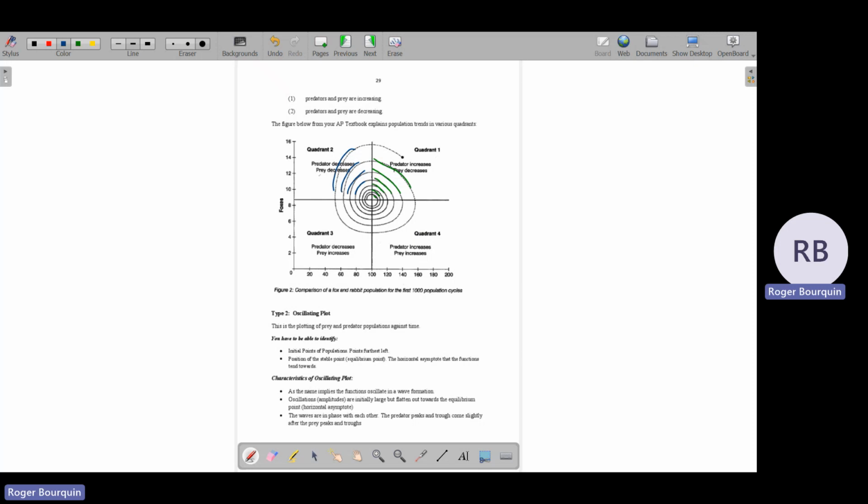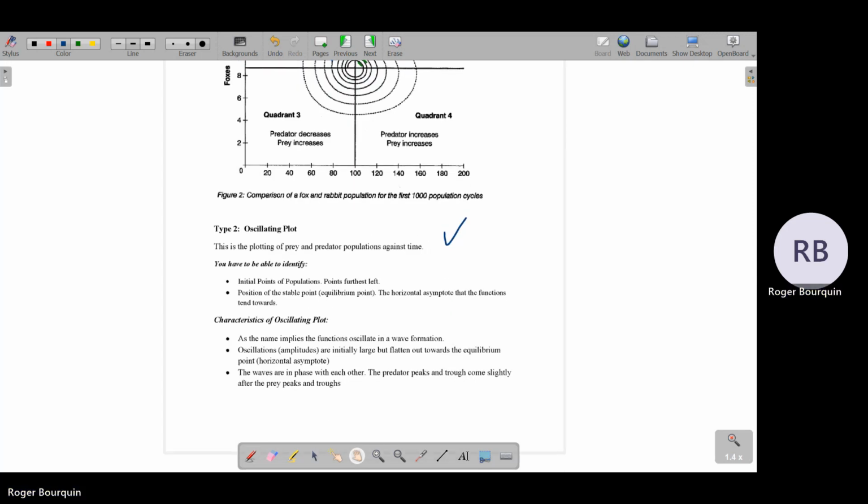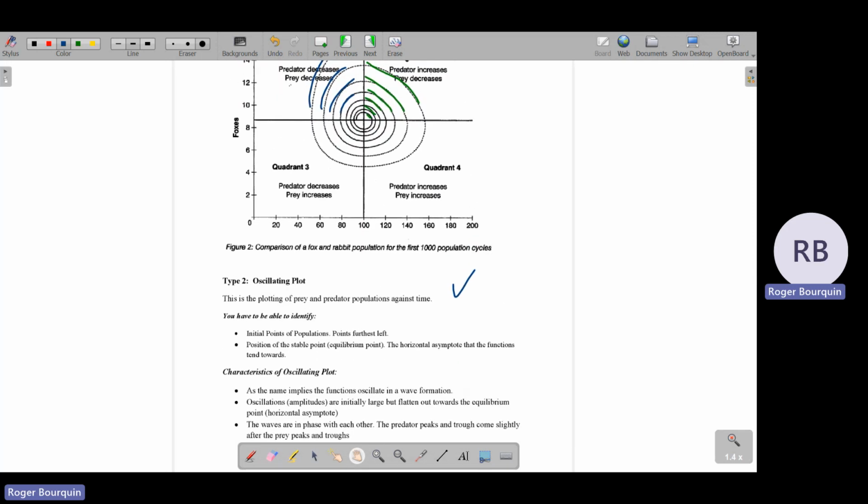So that's your oscillating plot. They talk about an oscillating plot; that's what you're looking at. What do you have to be able to identify? The initial points, which is not really furthest to the left. I don't really like that so much. Furthest away, I think, is a better description. And the position of equilibrium, which generally clusters around a central point over here.